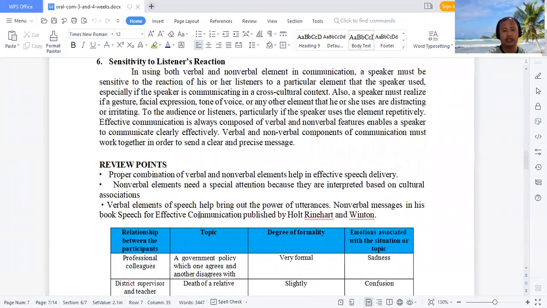Next is review points. Proper combination of verbal and nonverbal elements helps in effective speech delivery. Nonverbal elements need special attention because they are interpreted based on cultural associations. Verbal elements of speech help bring out the power of utterances. That is why, class, verbal and nonverbal communication should be paired together every day.